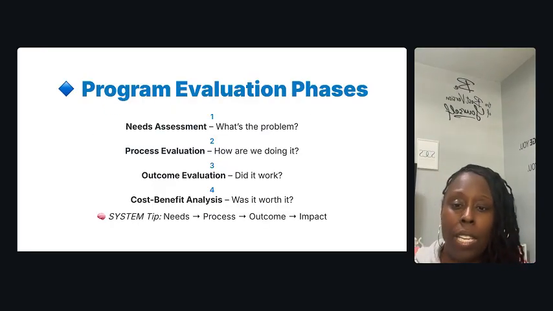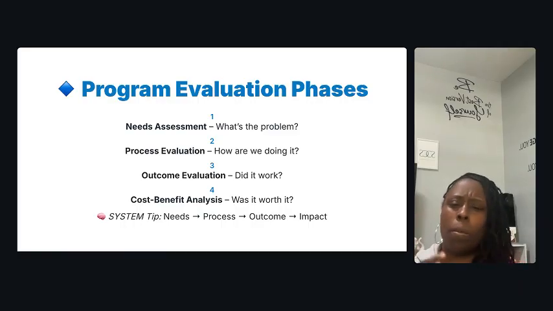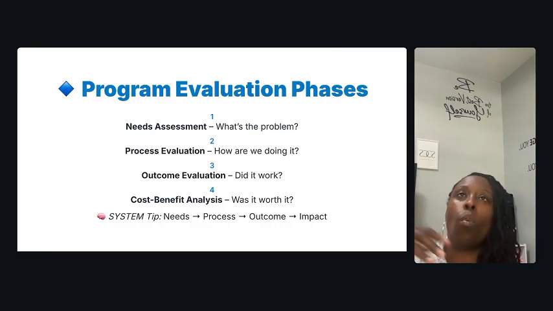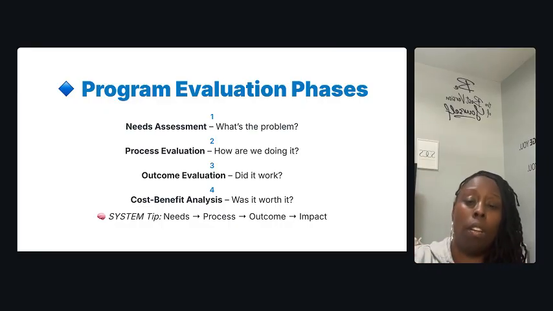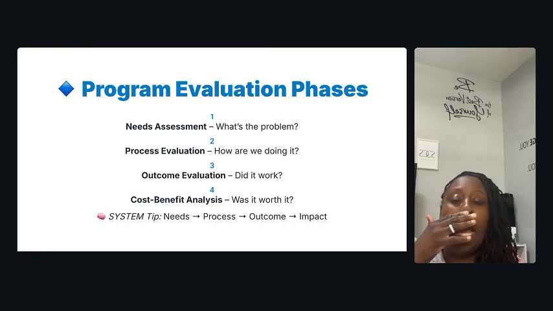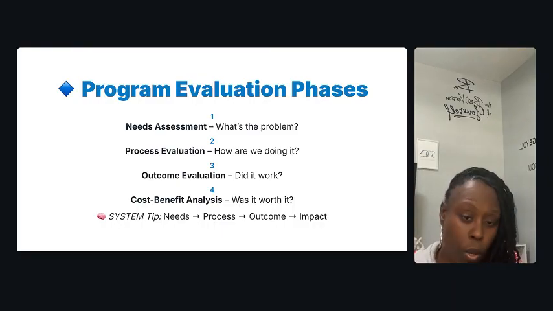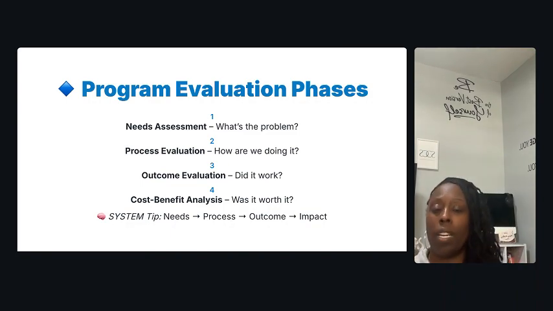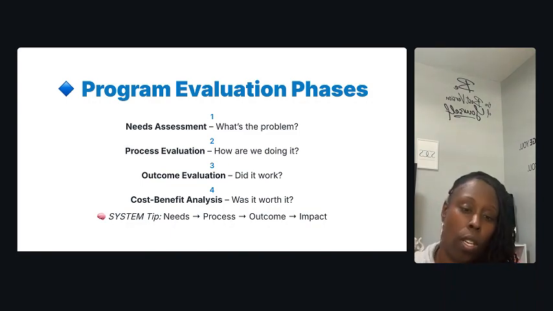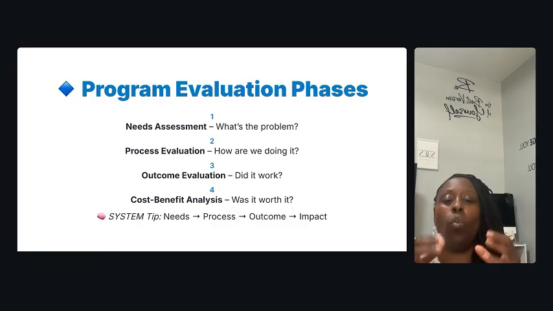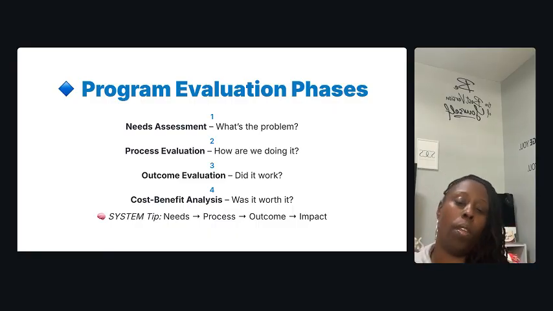Program evaluation phases. So you have the needs assessment, like what's the problem? What's going on here? Then you have the process evaluation. That's pretty much how are we doing it? Like how are we going to handle the situation? How are we going to evaluate this program? And then you have outcome evaluation. Did whatever you chose to do work? And then the cost benefit analysis, was it worth it? When it's all said and done, was whatever you chose to do worth it?